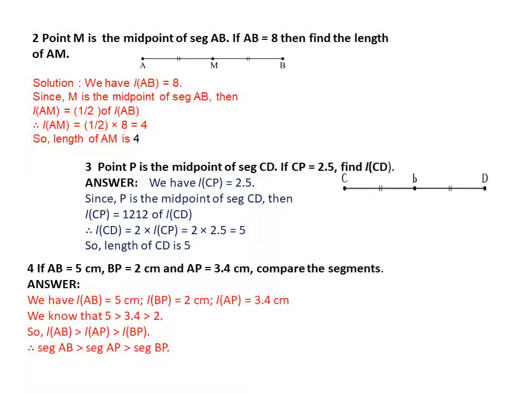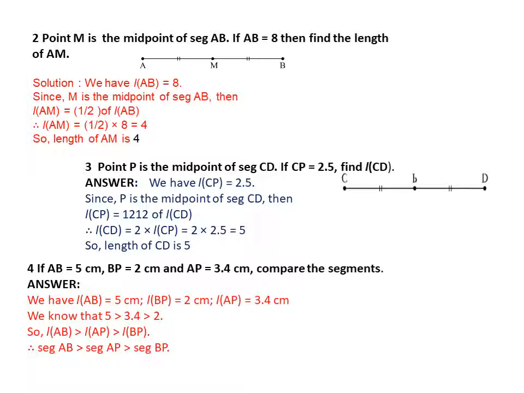Now here is sum number 4. If AB is equal to 5 centimeters, BP is equal to 2 centimeters and AP is equal to 3.4 centimeters, compare the segments. What is the meaning of comparison? Comparison means greater, smaller, like that. First we write here all three segment lengths: AB is equal to 5 centimeters, length BP is 2 centimeters and length AP is 3.4 centimeters.